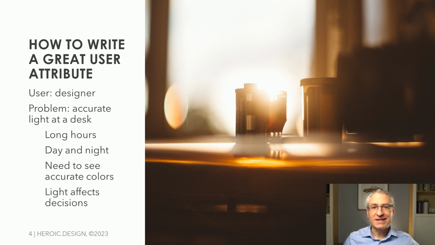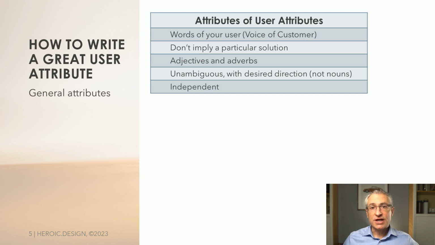Designers need great light. Natural light is best, but we work day and night, and the decisions we make affect our work, our customers, and our careers. They have to be great decisions. So we need fantastic, accurate light that we can sit under all day and night. These are the general attributes of a user attribute.